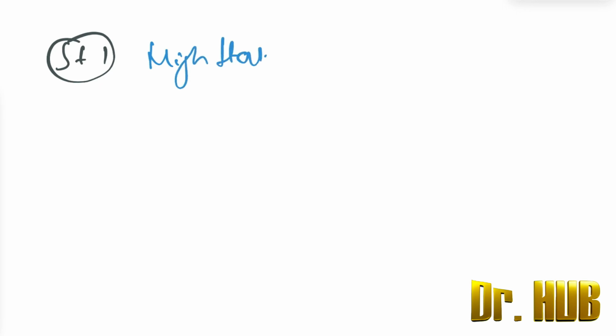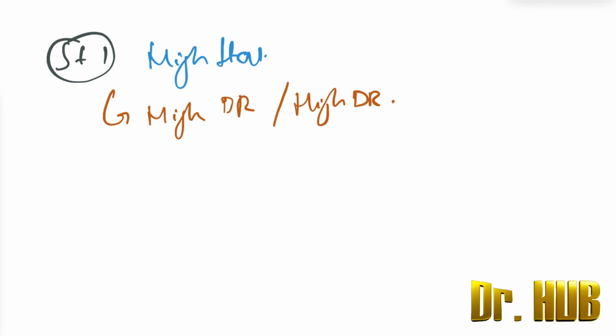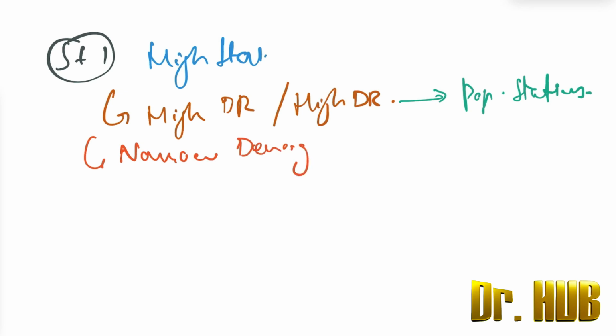Now in case of stage 1, it is nothing but the high stationary. There is a high birth rate as well as a high death rate, and this renders the population stationary. Next is the narrow demographic gap.